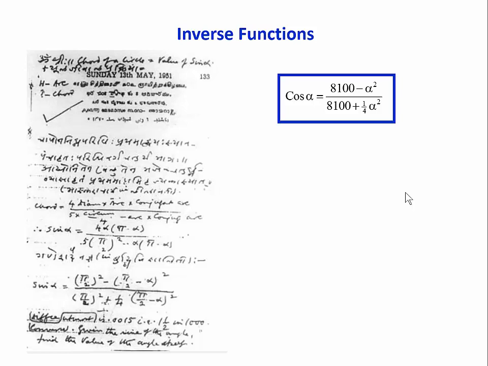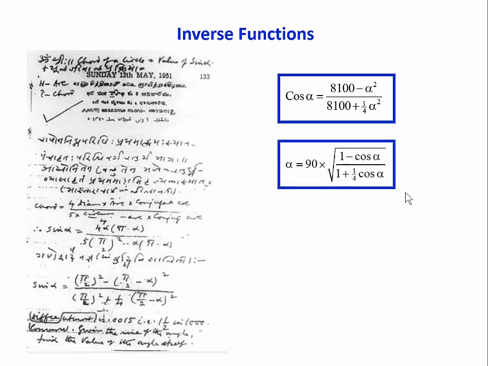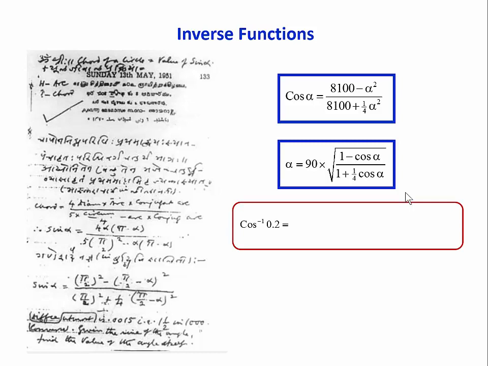Inverse functions. If we take that formula again for cos alpha, we can rearrange it to get alpha as the subject, and we get this, which we can use for finding inverse cosine and inverse sine. It does involve a square root. There may be a better way. It's explained in my paper.